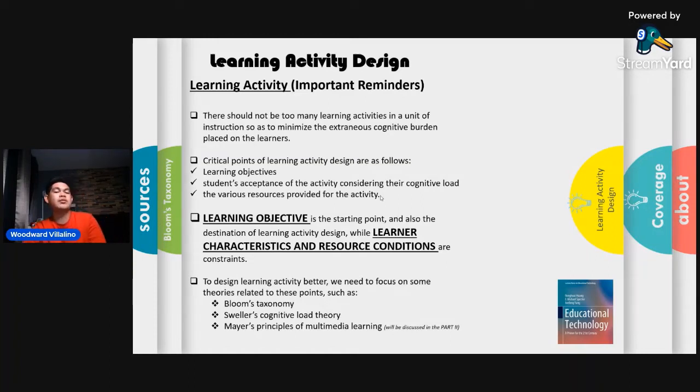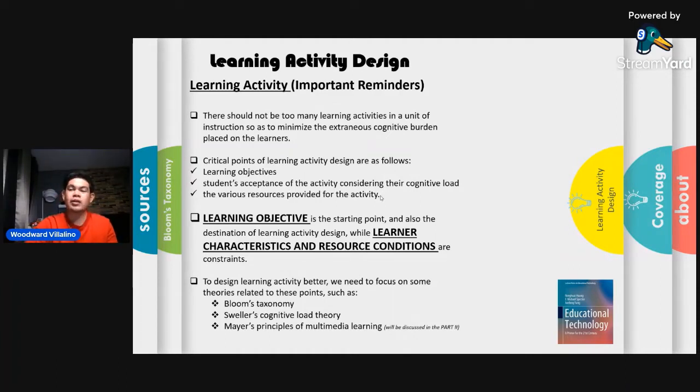Number two, an important reminder that the critical points of learning activity designs are as follows. We have the learning objectives. We have the students' acceptance of the activity, considering their cognitive load, how much they are learning in a particular time. We must identify if the students' acceptance of the activity is there. Are they receptive to it, or are they resistant? So that we could proceed to the other plan that you have prepared, so that it will be more effective in favor of our learners.